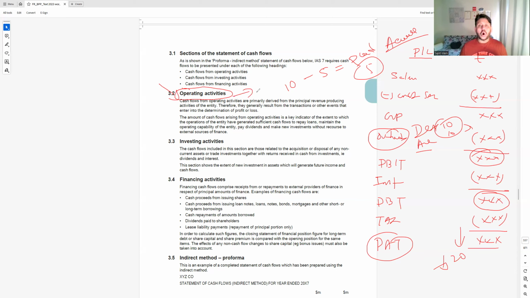Operating activities is all linked with the trading activities. Trading activities means day-to-day business. For example, how much I'm selling, how much money should come. So it's my trading, like how much is the sales, how much is the overhead, how much is the expense. So it's all about my operating activities.